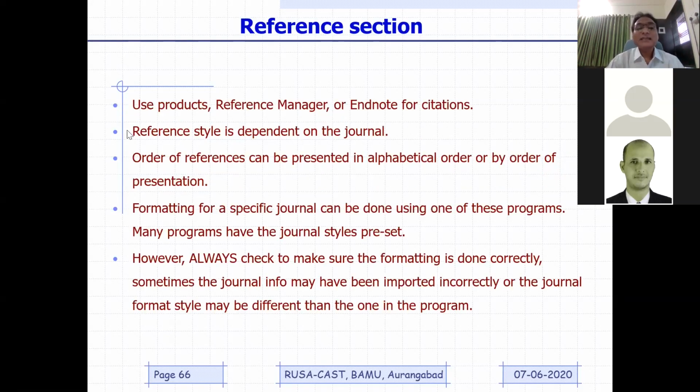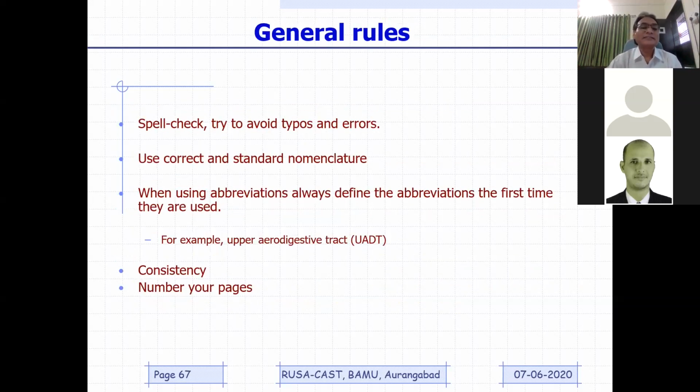Then the reference section. There are certain websites, I mean to say, you can see the reference manager EndNote for citations. If you are using this software for managing your references, it will be easier for you to deal with them. And most importantly, you need to follow the journal style, because every journal has its own style. Some journals follow alphabetical, some journals follow the serial number. It depends, so you need to follow the journal style for managing this.